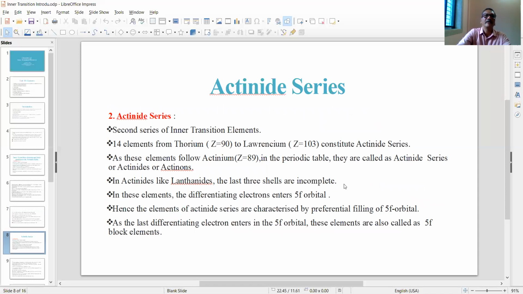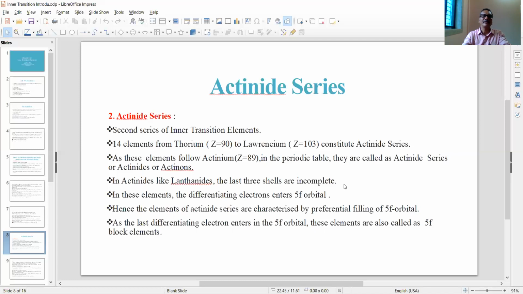The actinide series, or the second series of inner transition elements, also contains elements like the lanthanides. In this series, the elements are placed in group 3 again. After actinium in group 3, in period 7, the next element is 90 thorium, and then thorium to lawrencium, which is 103, comes in the actinide series. As the elements follow actinium in the periodic table, they are called the actinide series, just as the elements that follow lanthanum are called the lanthanide series in the same group.